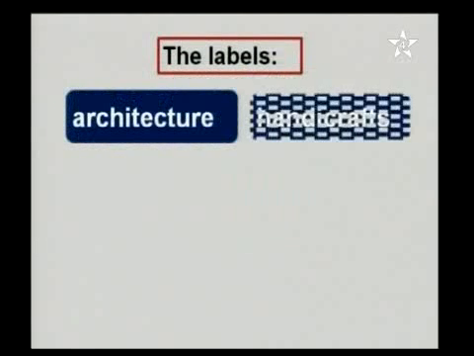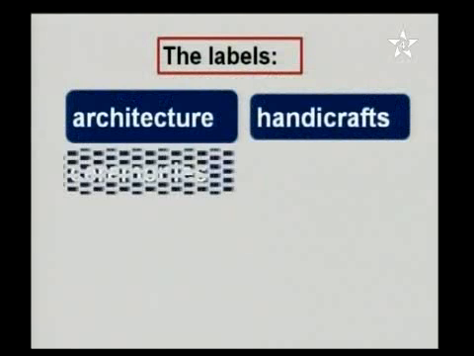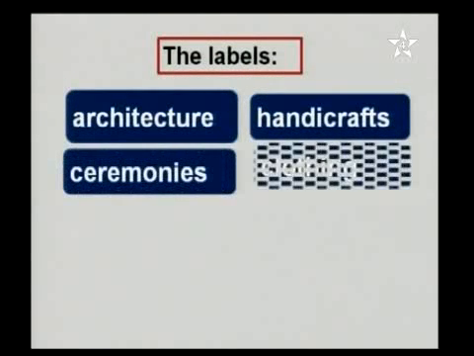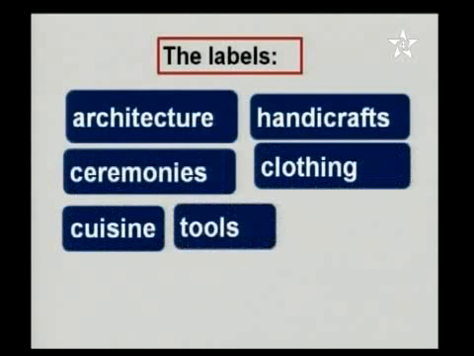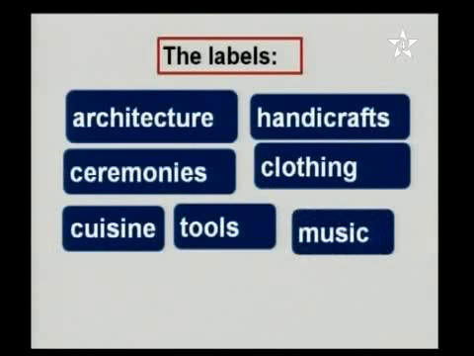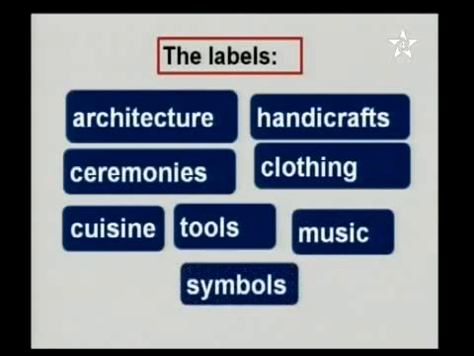Architecture, handicrafts, ceremonies, clothing, cuisine, tools, music, and symbols. Now these are some components of Moroccan culture. They are aspects of the culture. Now I'm going to show you the pictures, and you're going to describe these pictures. Now what aspect do these photographs, pictures refer to?